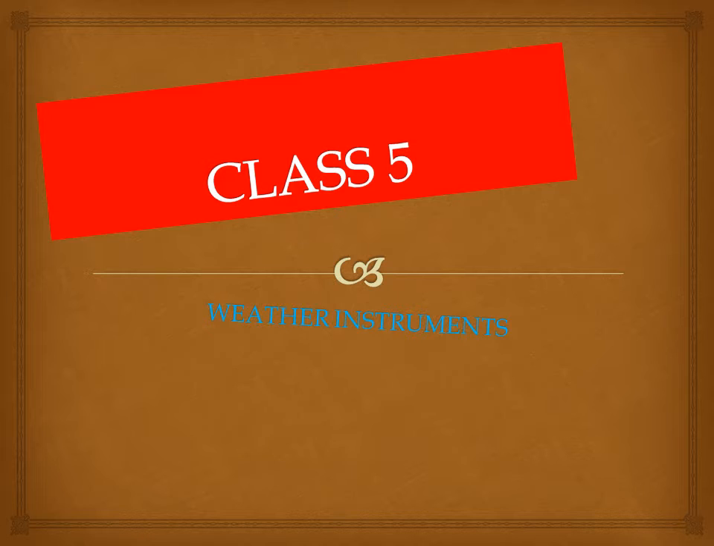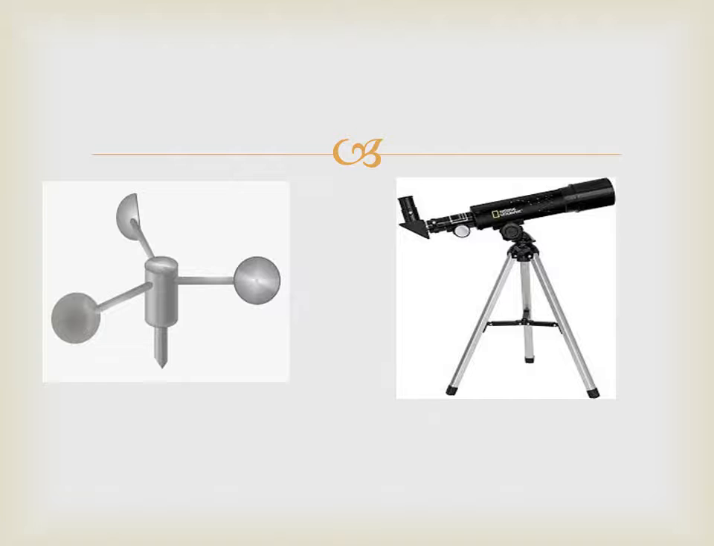Assalamu alaikum warahmatullahi wabarakatuh. Pupils, we are still in weather, that is the topic. Our subtopic today is weather instruments. Pupils, last time we talked about weather instruments. If you look at the first picture, that is our weather instrument number 1, which we call the anemometer. Anemometer is used to measure the speed of wind.